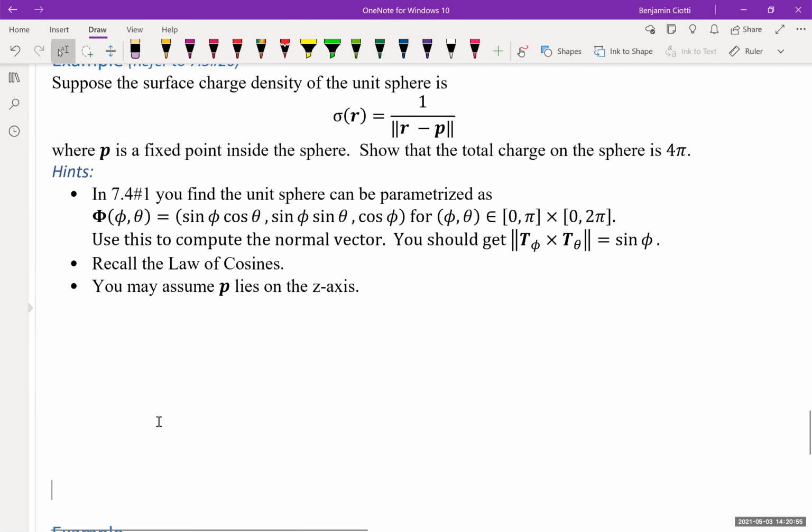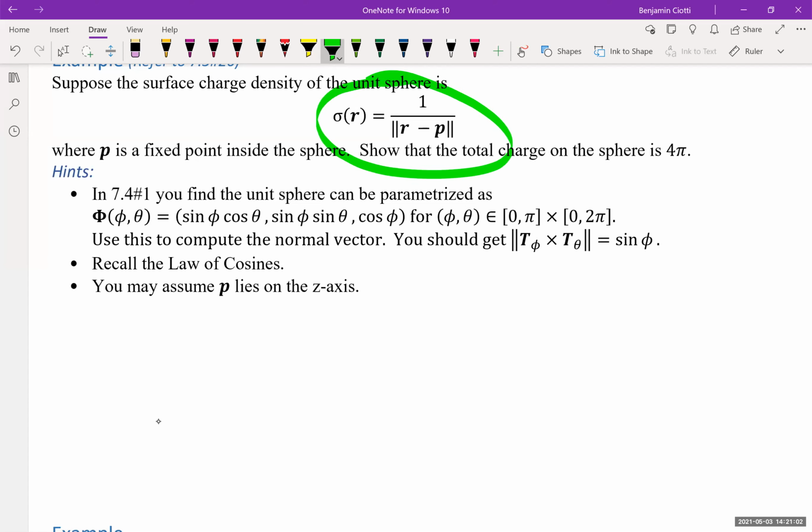So here's a tough problem. Suppose that we have a surface charge density on the unit sphere given by sigma of r equals 1 over the magnitude of the vector r minus p, where p is just some fixed vector that lives inside the sphere. r, as is often the case, is your position, x, y, and z.